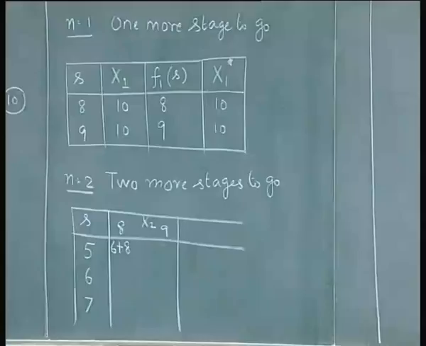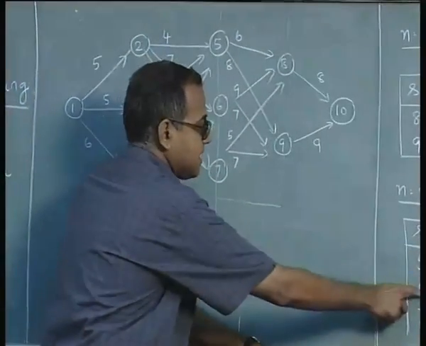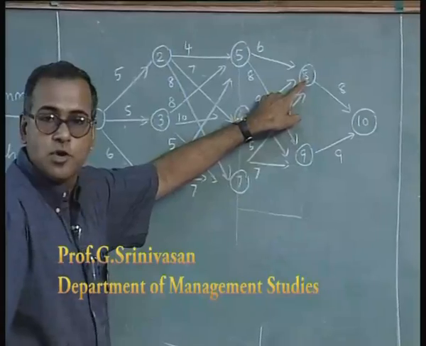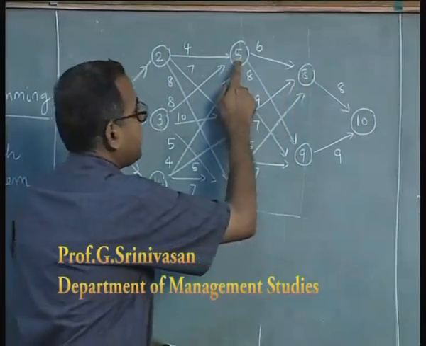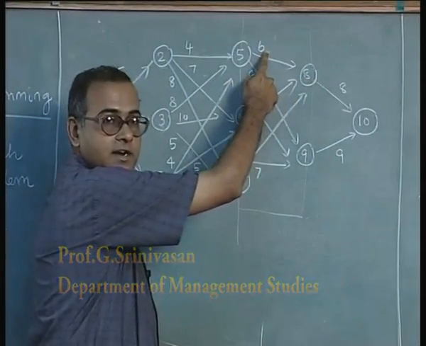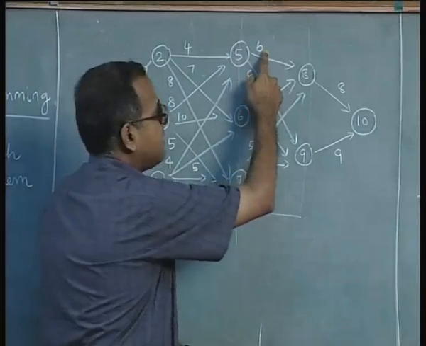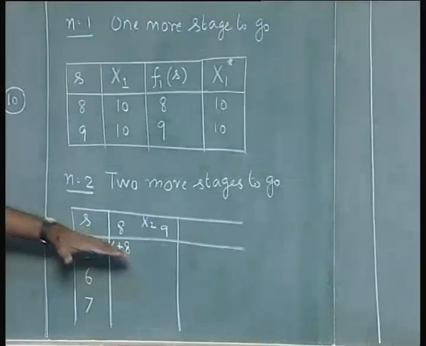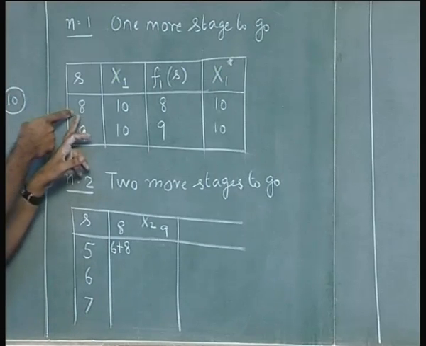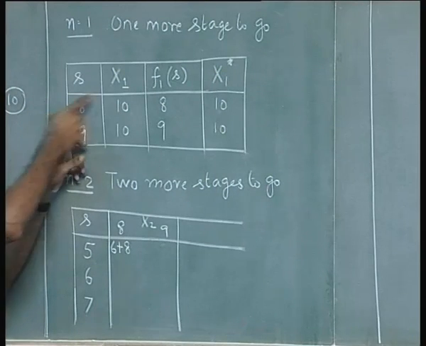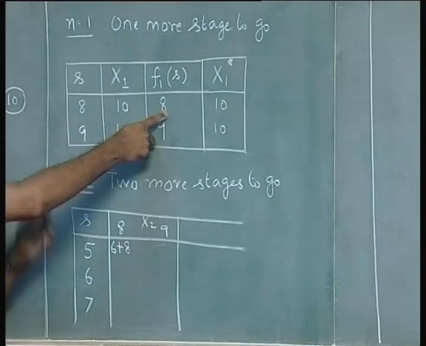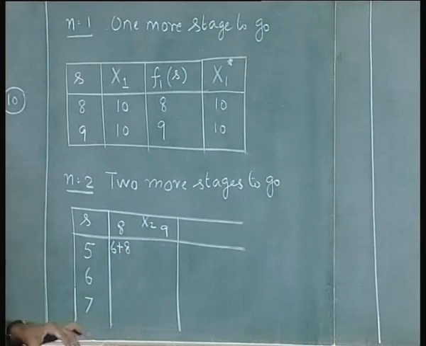To repeat again, the state could be 5, 6 or 7. If the person is at 5 and decides to go to 8, to travel from 5 to 8 you travel a distance of 6, and the best way to reach the destination from there is already seen in the previous table. So if the person is at 8, then the best decision is to go to 10 to incur another 8. So 6 plus 8 equals 14.